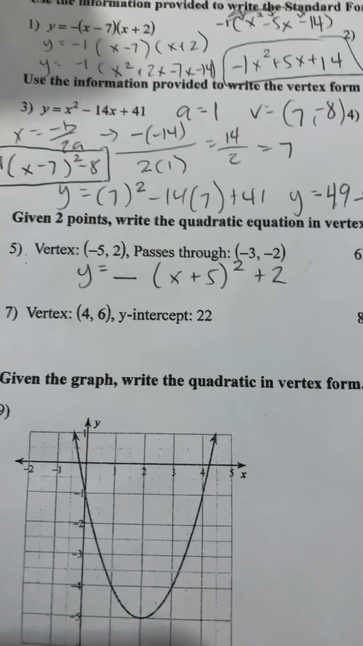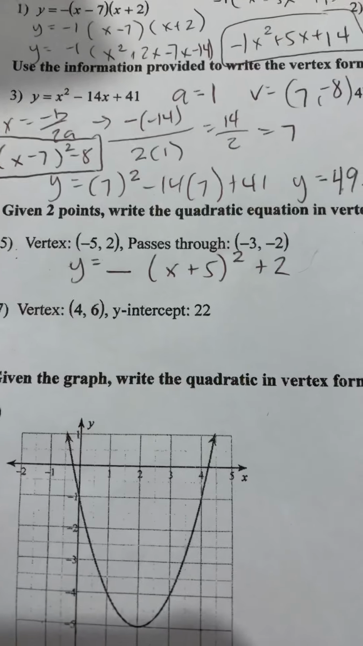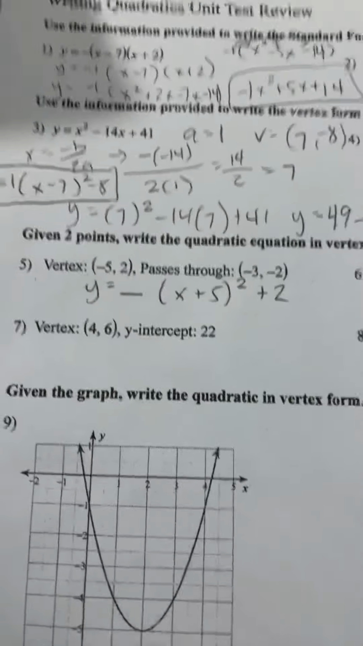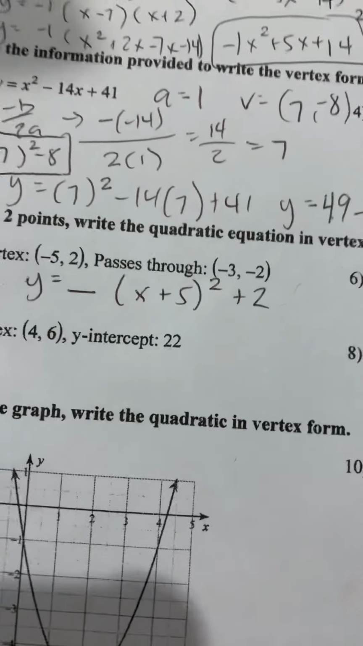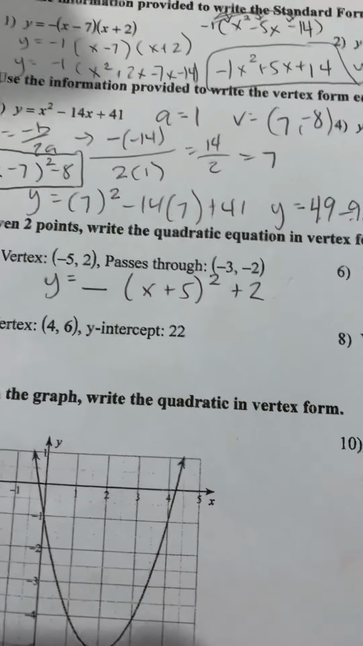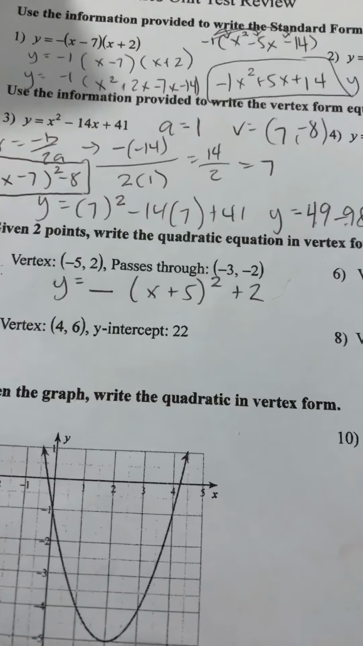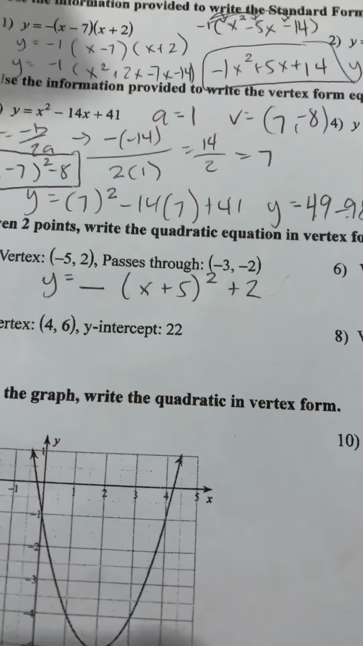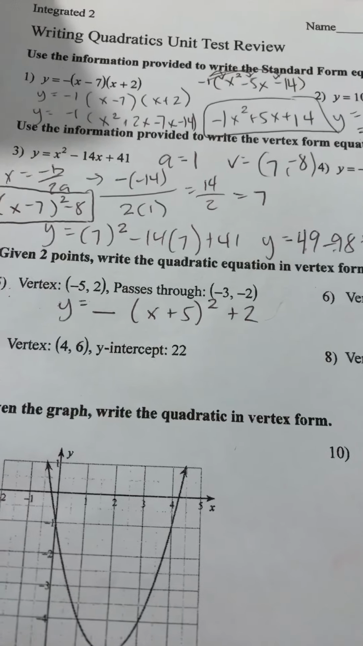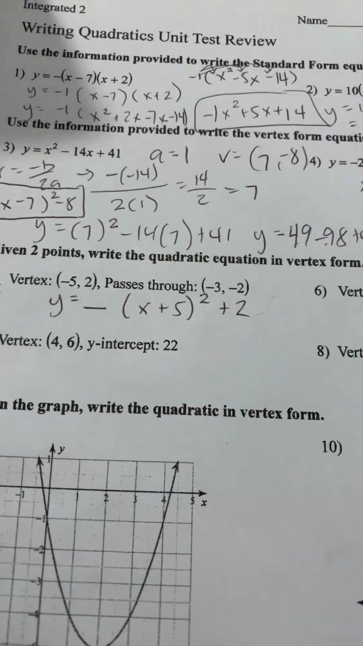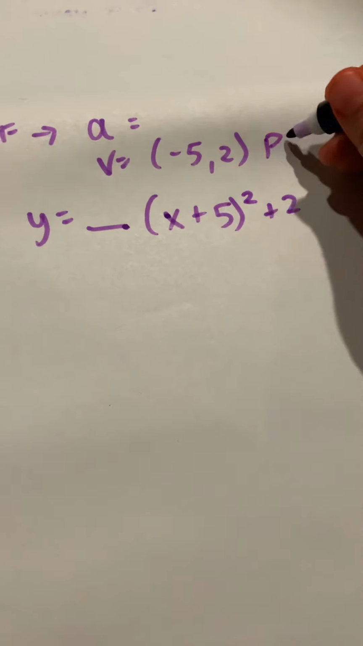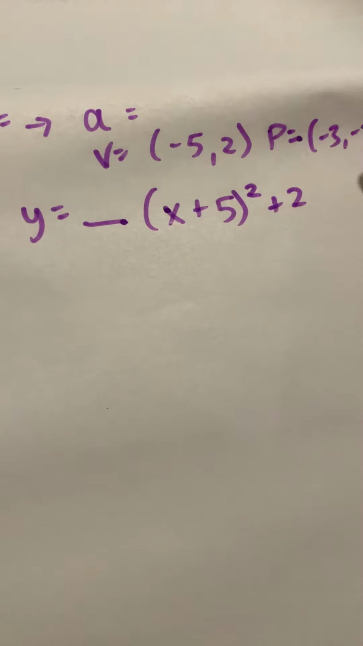The good thing is I have the vertex. So for number 5, it's -5, 2. And that's great. That means I got half the information. All I need to figure out is what A is. So I'm going to already try to set up the equation. And that's what I have written on my paper right now. So it says y equals blank. That's where A is going to go. I don't know what A is yet. But since I know the vertex, I could write the rest. (x plus 5) squared plus 2. So it looks like this. And then I was given another point, which was -3, -2.